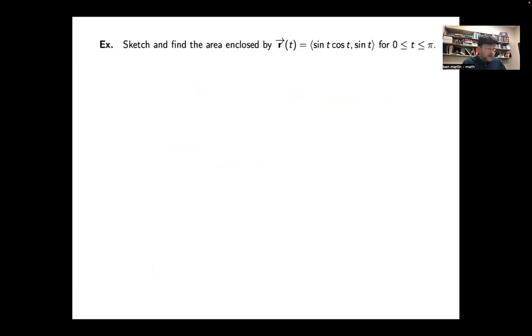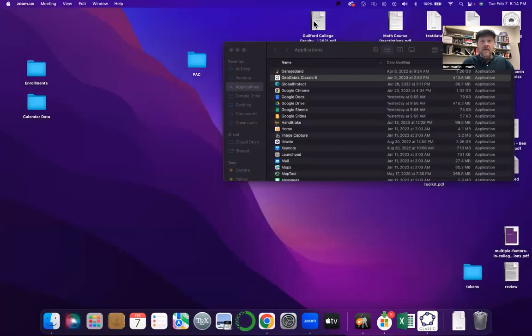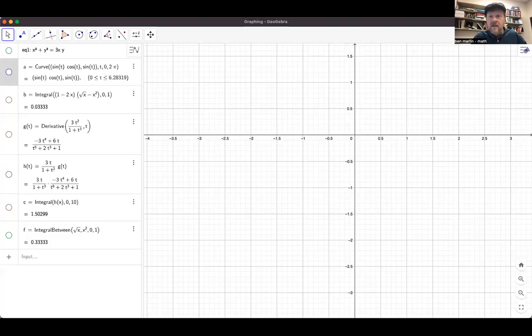All right, our next one here is going to be a similar deal, but it says sketch and find the area enclosed by r equals this. Now, I don't know about you, but I don't immediately know what that looks like. So I am going to go over to my good friend GeoGebra and share screen on that. Let's see, is that GeoGebra? Yeah, that's it.